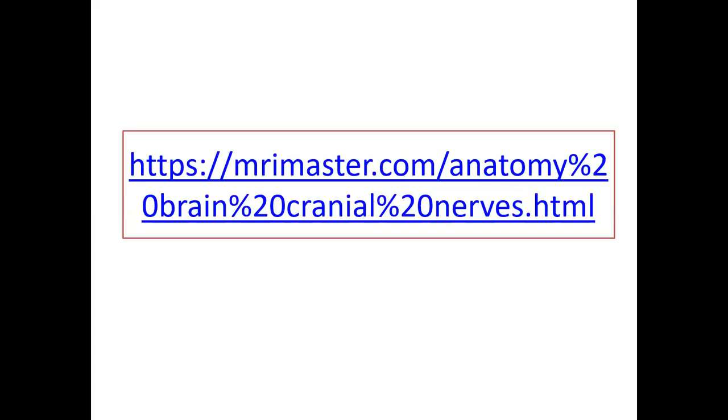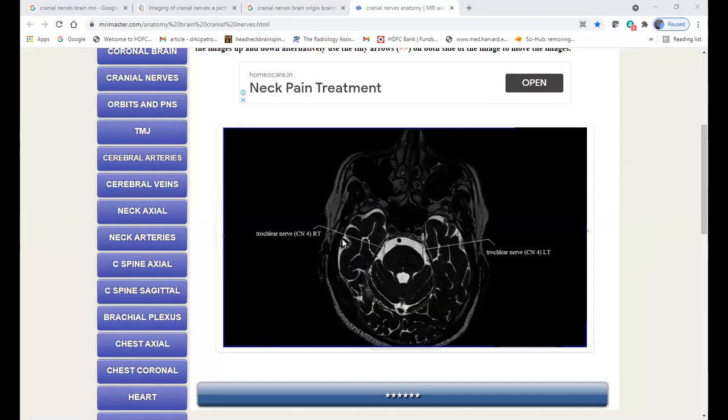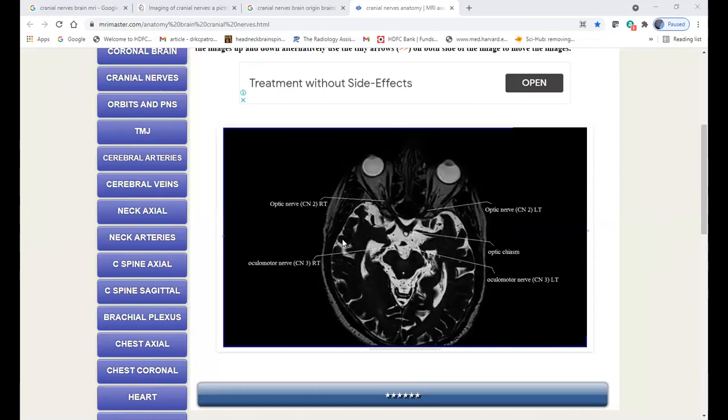Again, I am telling you in MRI anatomy, you can see another view. On mrimaster.com, you can see here, I will come from the top. So you see, this is the optic nerve here, you can see the optic nerves here, and this is the optic chiasm, here is the optic chiasm, and this is the interpeduncular system where the third nerve goes anterior.